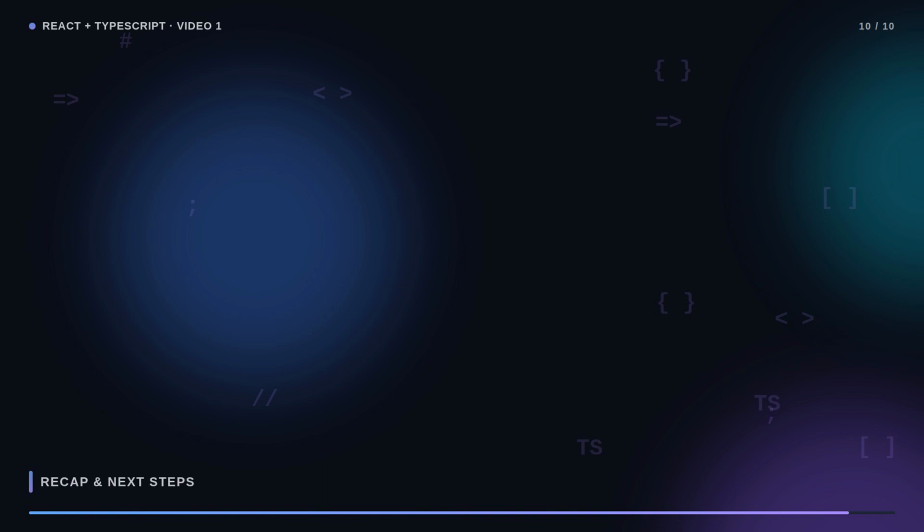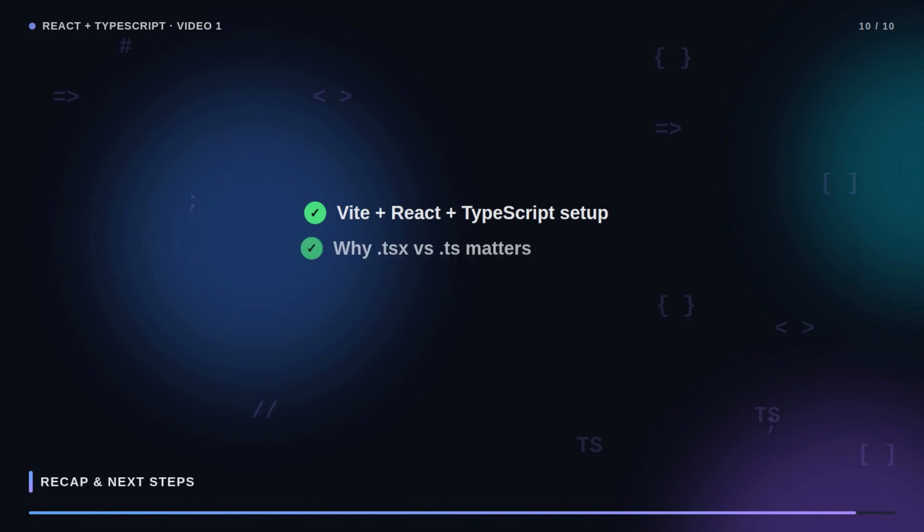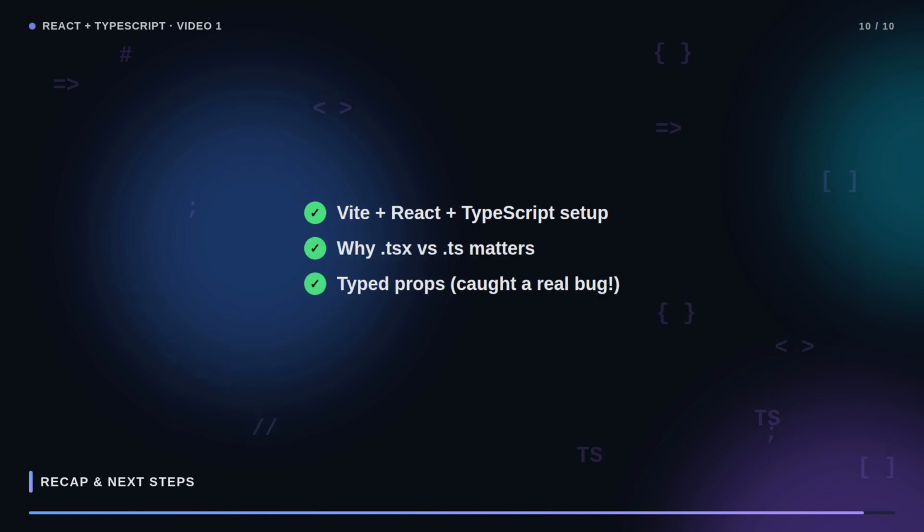So today, we set up a React plus TypeScript project with Vite, learned why .tsx matters, and typed our first component's props from scratch, including optional props and children.